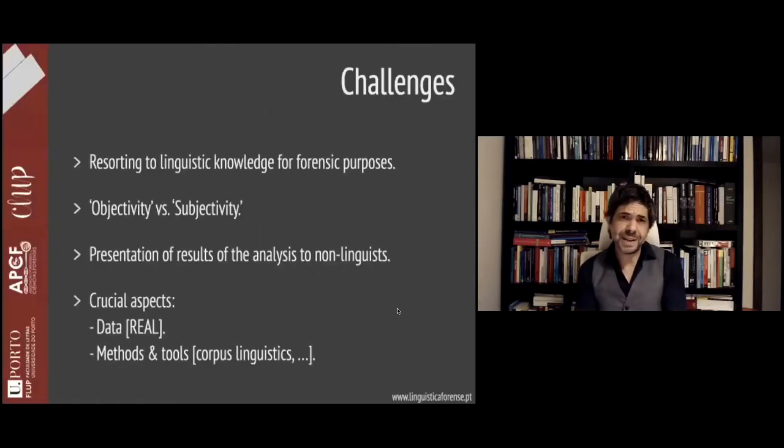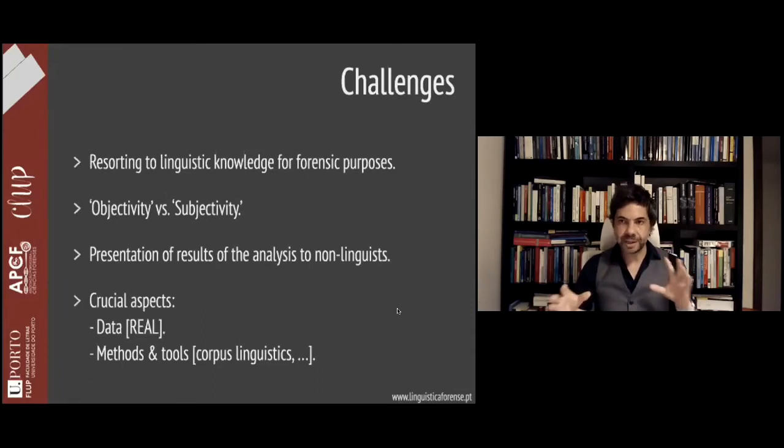Of course, forensic linguistics has some challenges because we're talking about an interdisciplinary area here. We resort to linguistic knowledge for forensic purposes. It's not always easy to convince the courts, for example, that linguistic evidence is true and accurate.